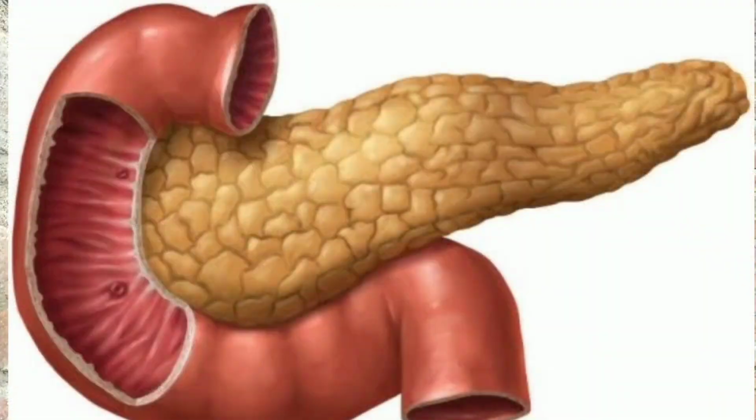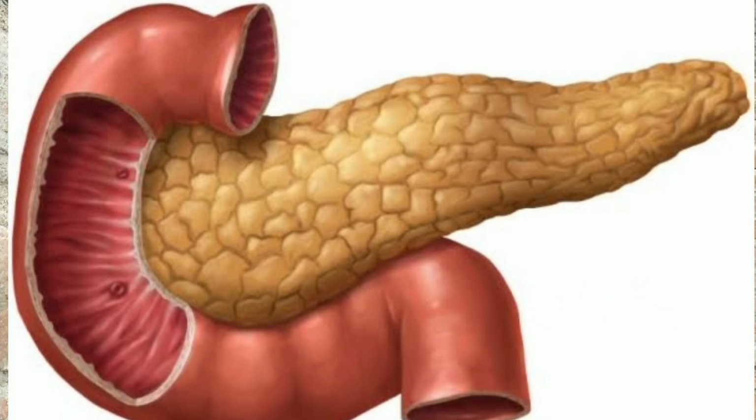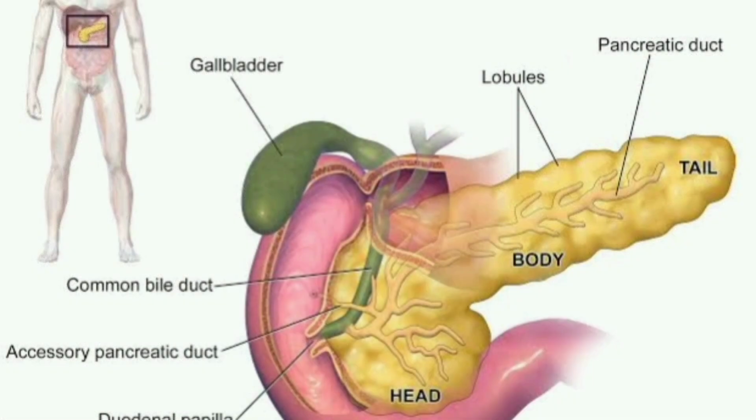In this video, we will understand how to improve pancreatic health, and everything related to the pancreas. So, what is the function of the pancreas? Basically, the pancreas has different functions, like the production of insulin, but also production of glucagon as well as somatostatin. The exocrine pancreas also produces amylase and lipase.